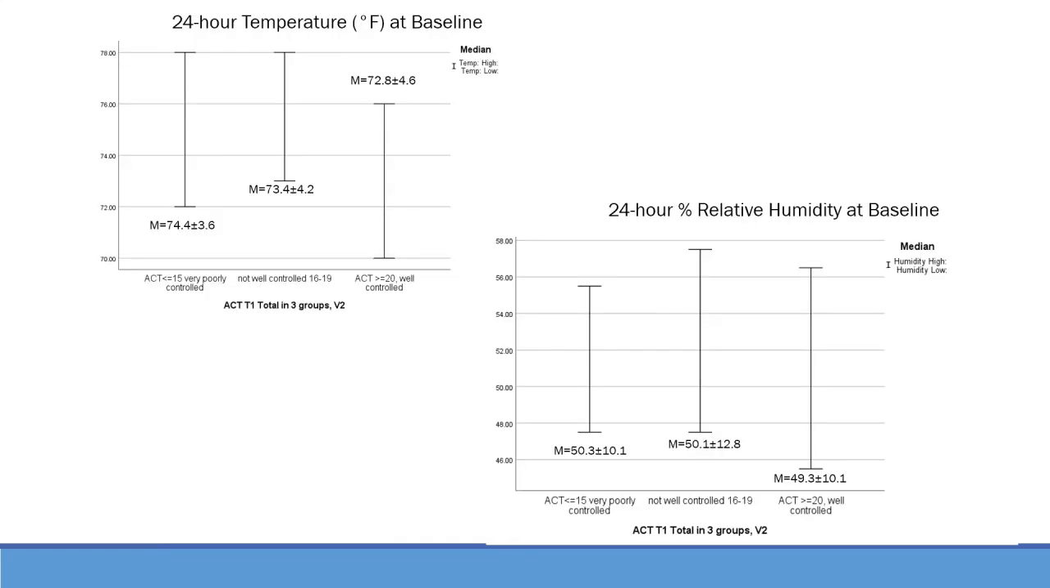Here's another example of how we manage some data, looking at the analysis we were doing here, looking at differences in temp and humidity based on whether they were determined to have very poorly controlled, not well controlled, or well controlled asthma based on the asthma control test. That's the ACT. Again, this is, how do you connect the exposure to the health outcomes? That really continues to be a major discussion topic, and one that we want to continue to work on.